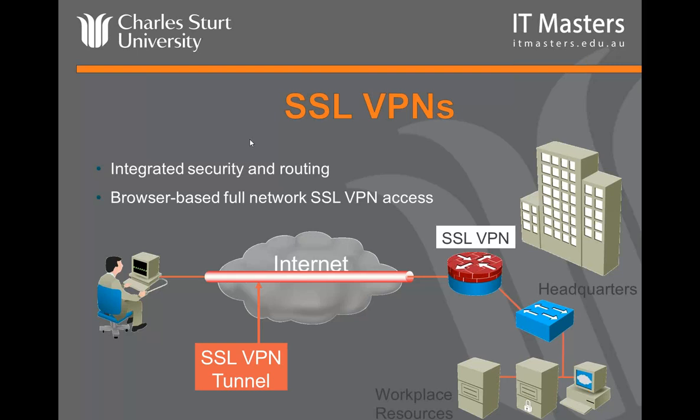So SSL VPNs are now a big part of the remote access VPN strategy for Cisco. It integrates security and routing. It's browser-based, giving you full network SSL VPN access, notwithstanding those caveats we had in our table before. There are some applications that are not going to work over an SSL VPN, but it is one of the options that you can use along with AnyConnect. It creates an SSL tunnel through a browser over the internet to your router or firewall, which you would authenticate to, and then you would be presented with some sort of portal where you could launch your applications inside your workplace and get a fairly respectable look and feel as if you're actually there.